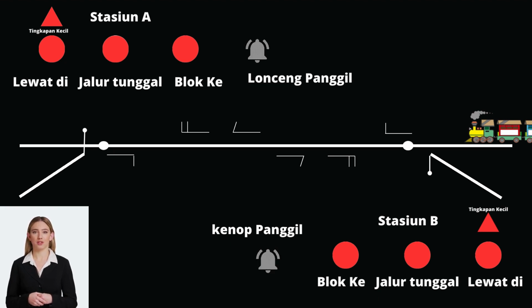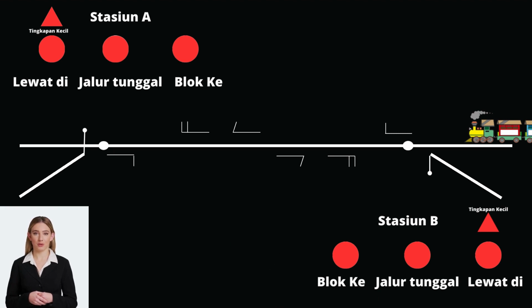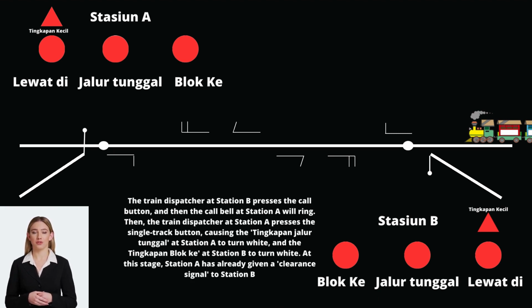Then, the train dispatcher at Station A presses the single track button, causing the keretaapiindonesia at Station A to turn white, and the keretaapiindonesia at Station B to turn white. At this stage, Station A has already given a clearance signal to Station B.